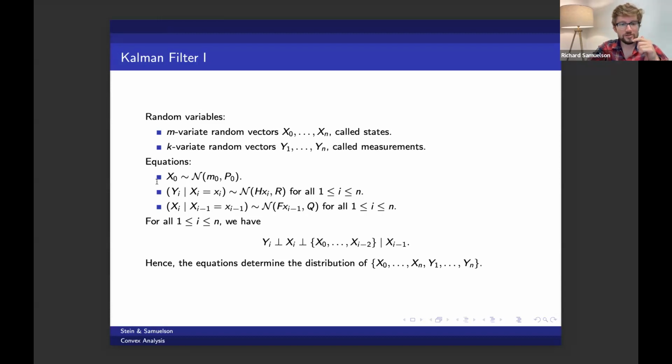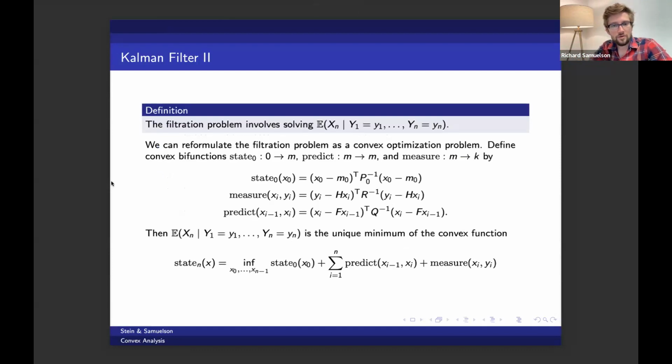And these equations totally specify the joint distribution of all the random variables, because we have this Markov property, which says that if we know the state at time i, then we can forget all the previous states. Our knowledge of the next state is only determined by the state at time i. So you can do a lot of things with this setup. One thing you can do is what's called the filtration problem, which says basically this. We've observed all the measurements up until time n, and we want to know the state at time n.